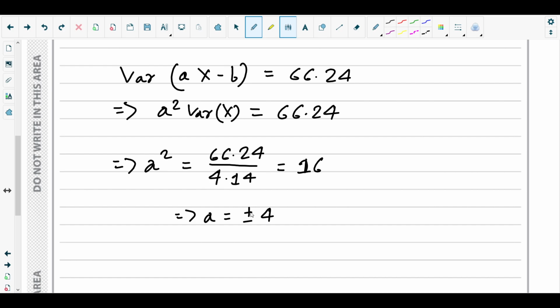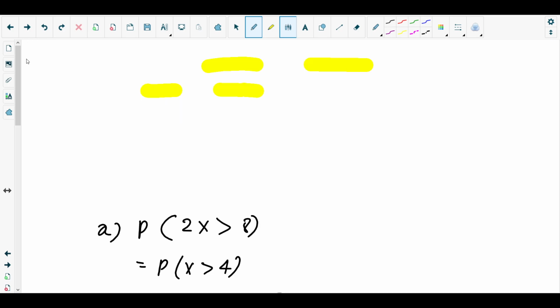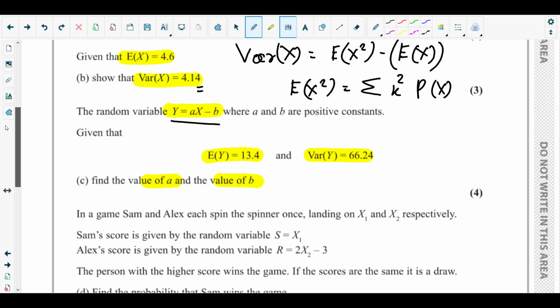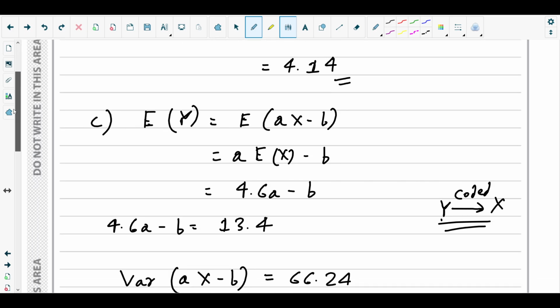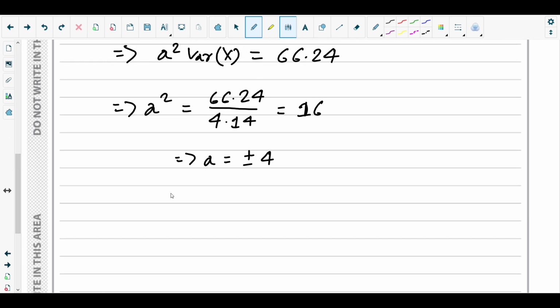So is it minus 4 or plus 4? Did they mention anything here about the value of a? a and b are positive constants. That means a must be 4.